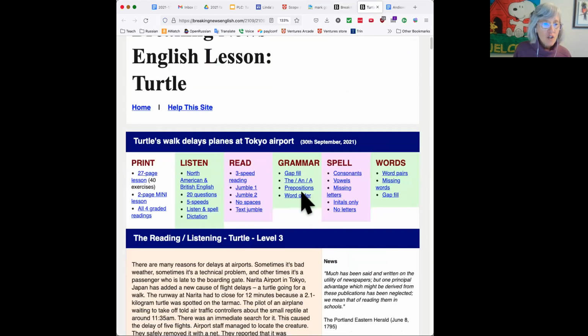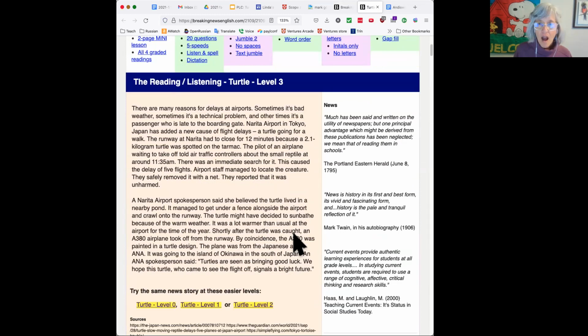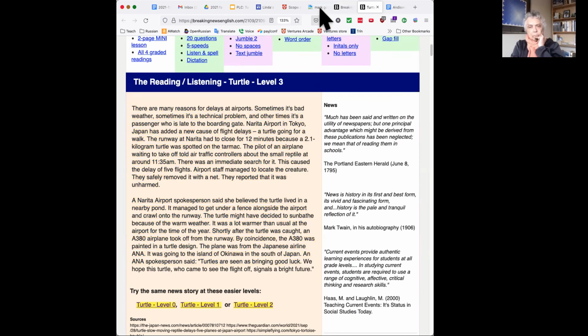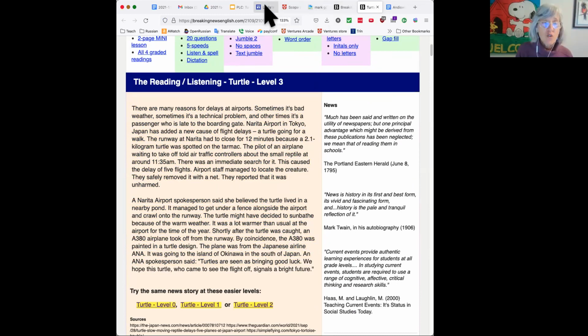Here's the story itself. I will almost never use the story in this format. Actually, in the Mark book also, I generally will copy the text into a Google Doc or a Word document so that I can play with it and do all kinds of things with it. But it's great for its stories.